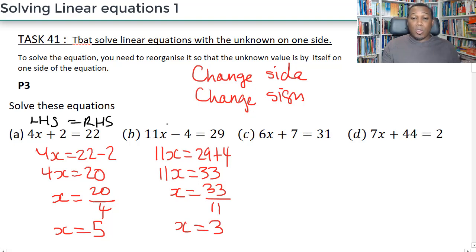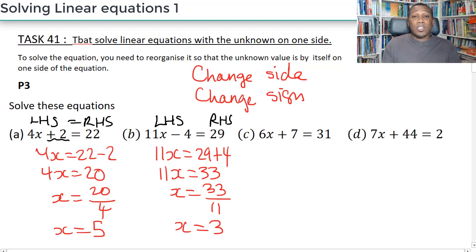And the idea just goes, well, anything you move from, if I move that positive 2, note it's positive 2, and if I move it from the left, it becomes negative 2 on the right. So change side, change sign. Or I could say inverse operation. And you'll see how it works here.